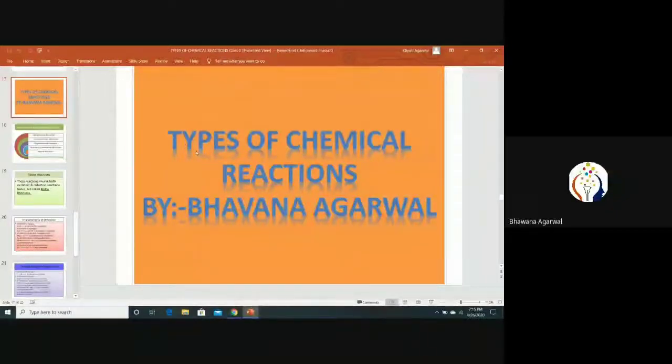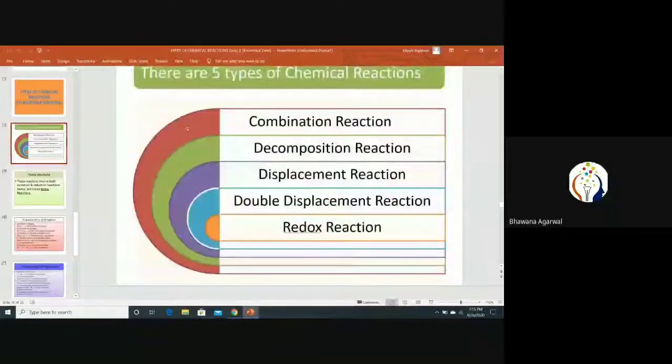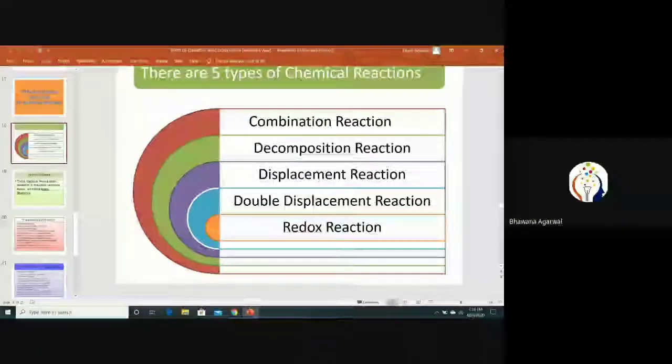Here, the types of chemical reactions, the last part by me. We have already discussed the combination reactions and decomposition reactions in the first video, while the displacement and the double displacement reactions in the second video. Now all that is left is the redox reaction.